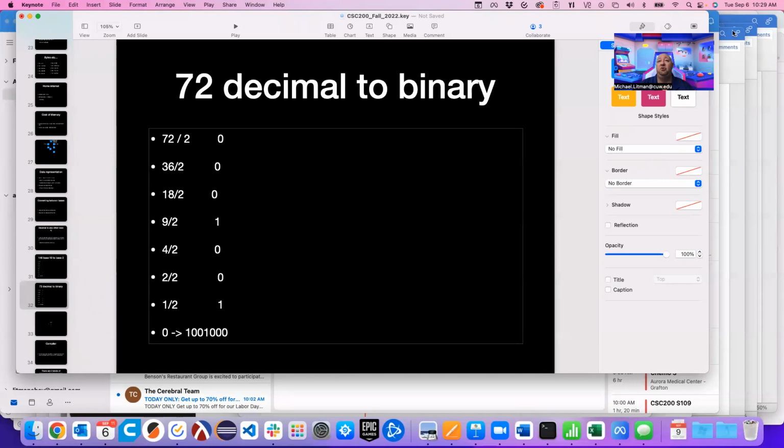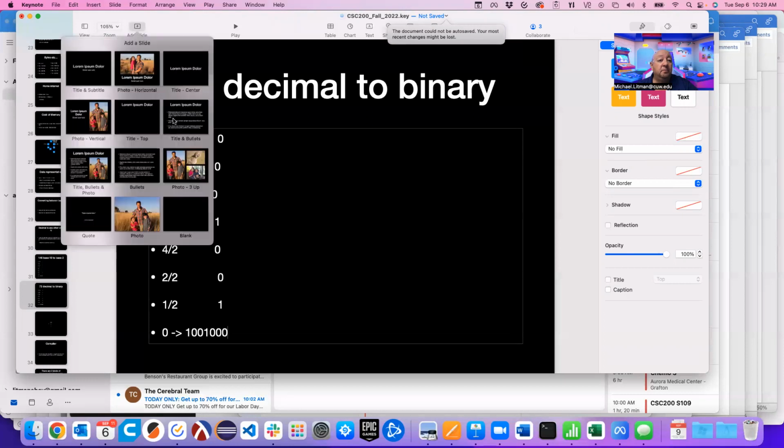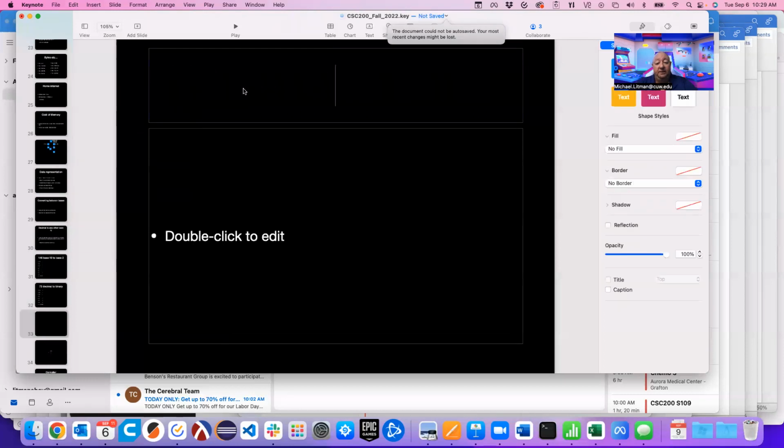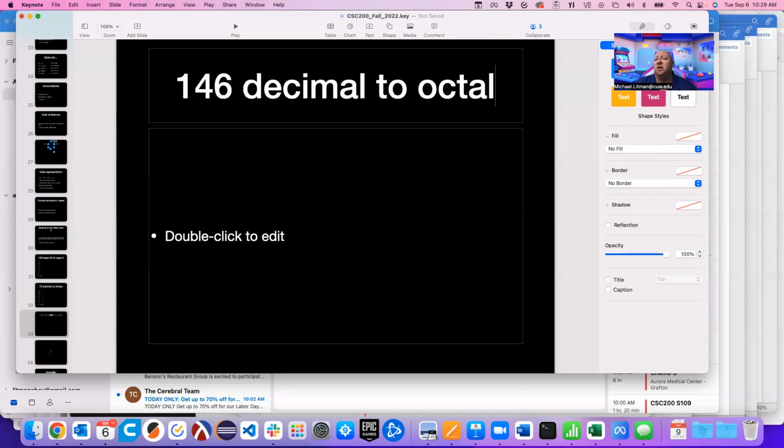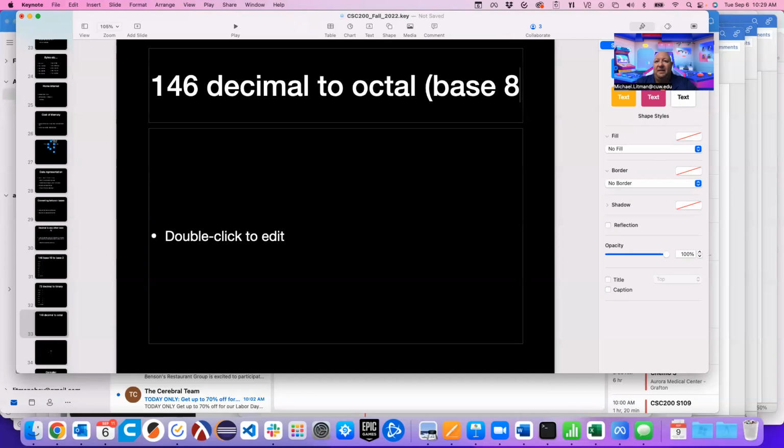All right, so that's 2 times going from base 10 to base 2. Well, now we're going to apply the exact same math, the exact same pattern, and just go to a different base. Let's take our 146. 146 decimal. We're going to call it octal. This is base 8.